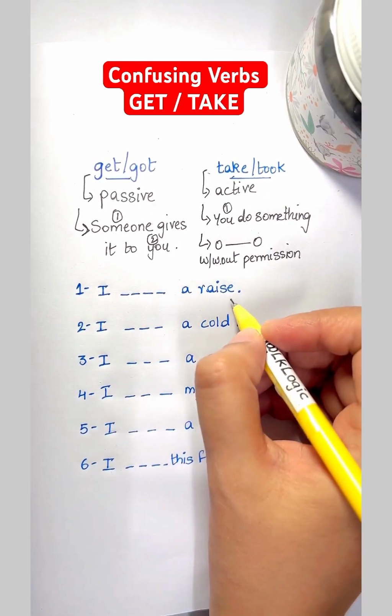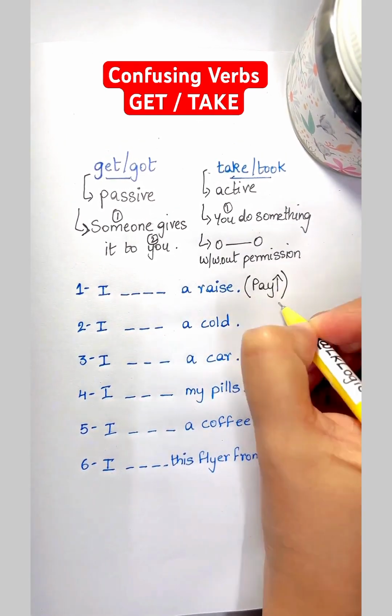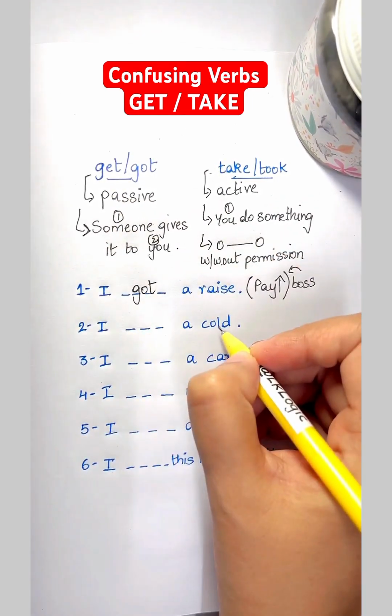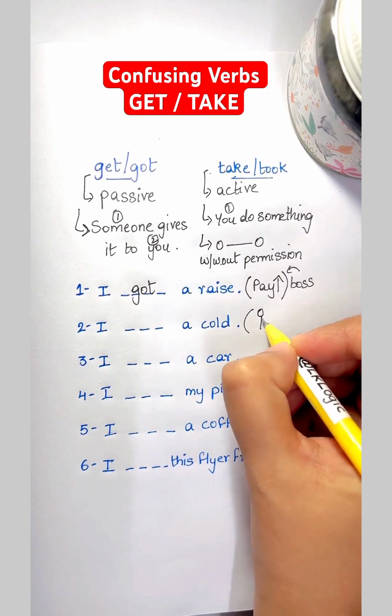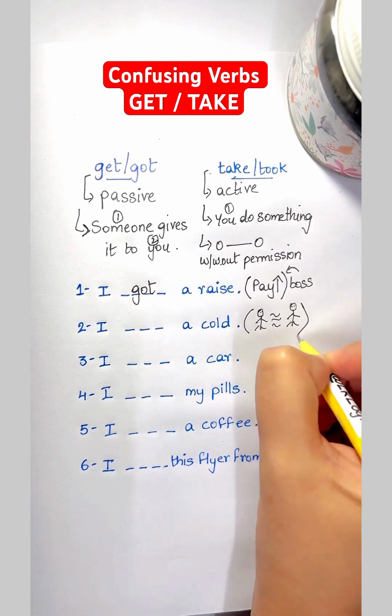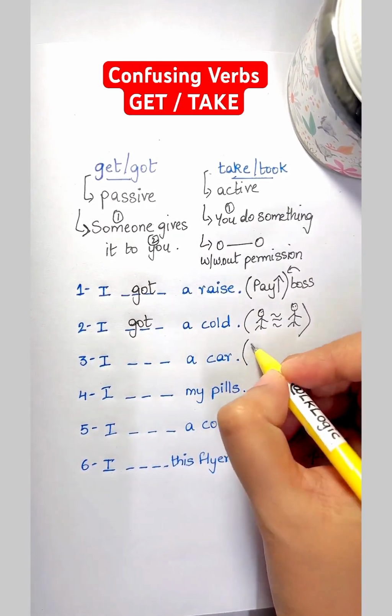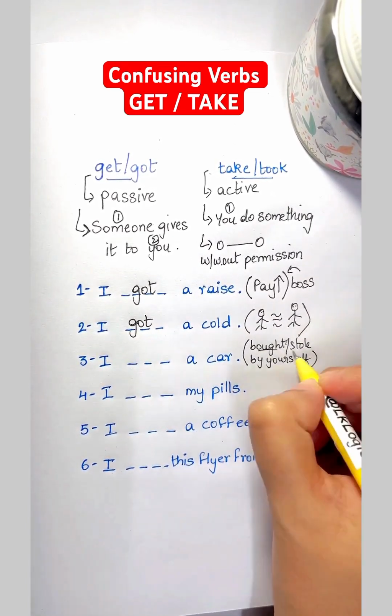I blank a raise, which means there's increase in your pay. And who increases your pay? Your boss. So your boss gave you a raise. So I got a raise. I blank a cold. The cold viruses are transmitted from one person to another. So you got it from someone. I got a cold. I blank a car. Now you bought or stole, you did it by yourself. So I took a car.